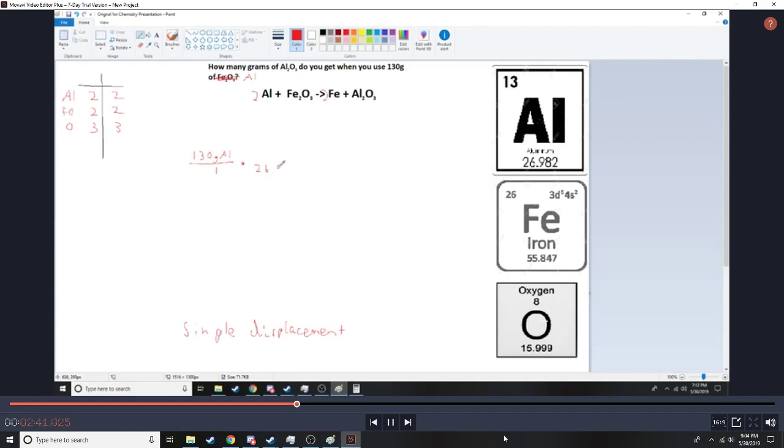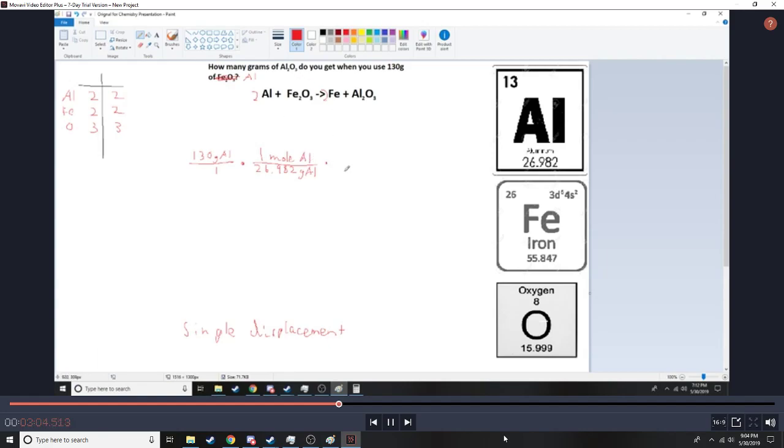So we got to go 26.982 grams of aluminum is going to be 1 mole of aluminum.